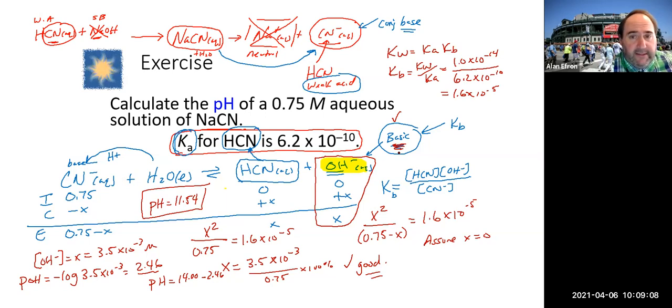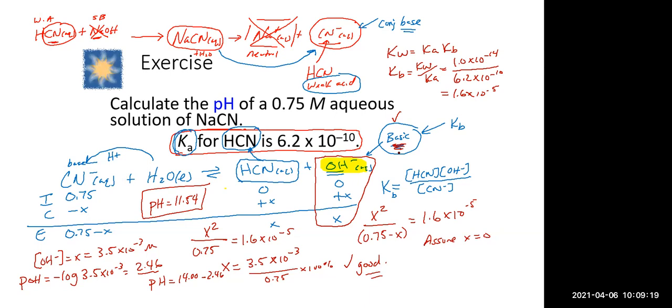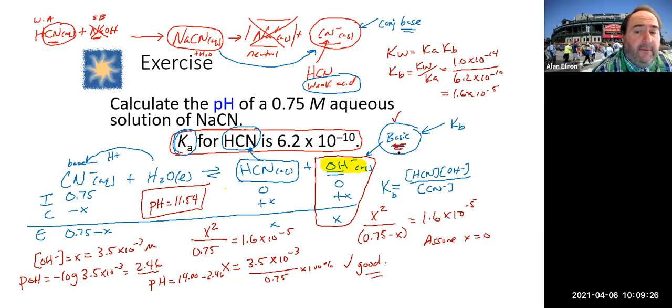But pretty much worked the exact same way. Any questions on salts or how to calculate those pH values? Professor, where did you get the Kw value from? So that's just the normal Kw value for 25 degrees Celsius, which is 1 times 10 to the minus 14.